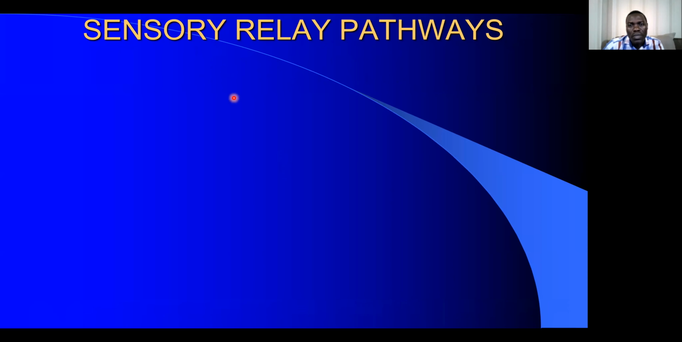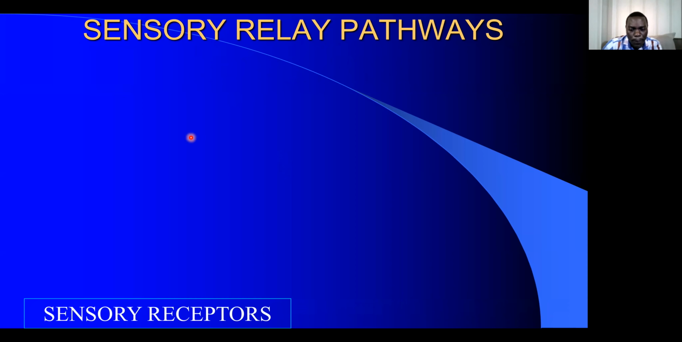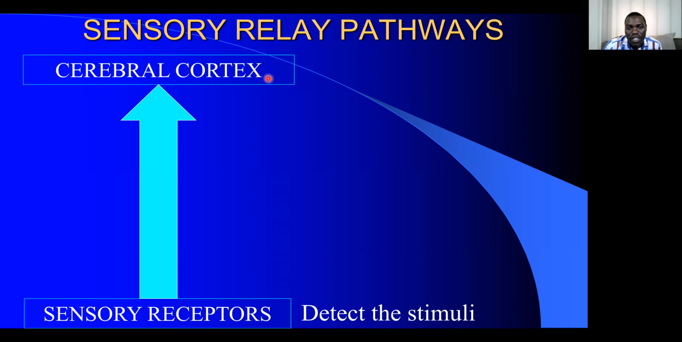Let's look at how sensations are relayed to the brain after they've been detected by their sensory receptors. We've agreed that sensory receptors detect the sensations. So irrespective of the type of stimuli that goes to them, it could be vibration, it could be pain, could be temperature, could be touch, pressure, whatever it is, these sensory receptors detect the stimuli. Once they detect the stimuli, they take the stimuli to the cerebral cortex.